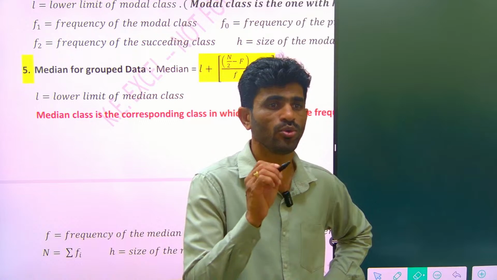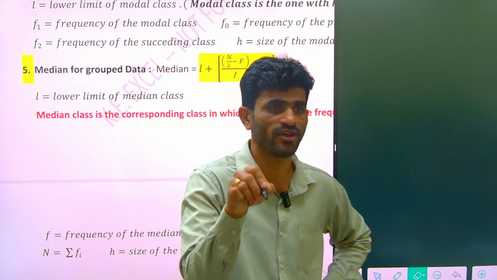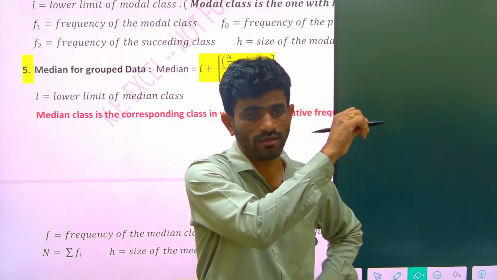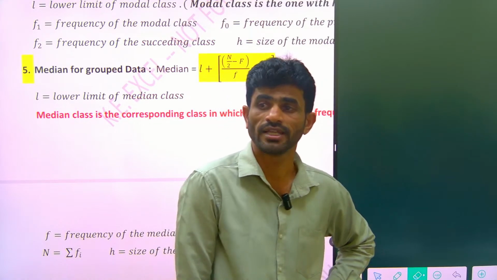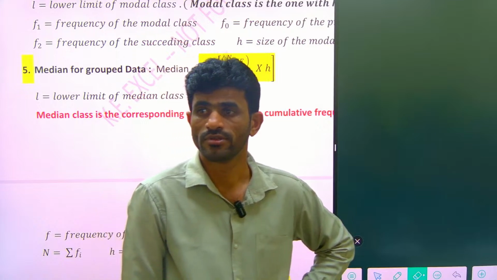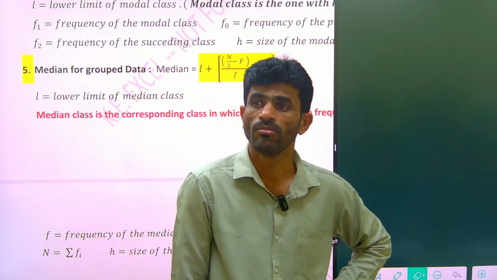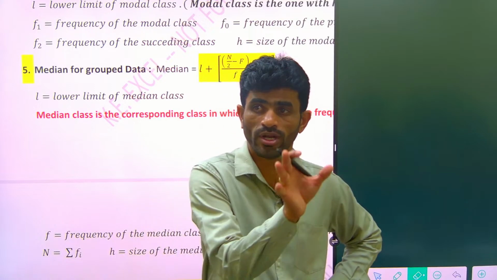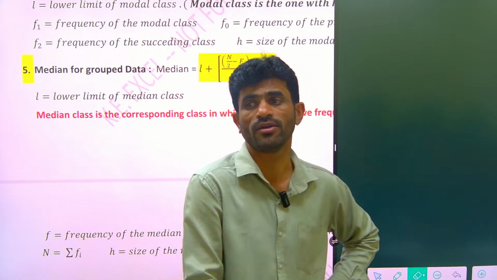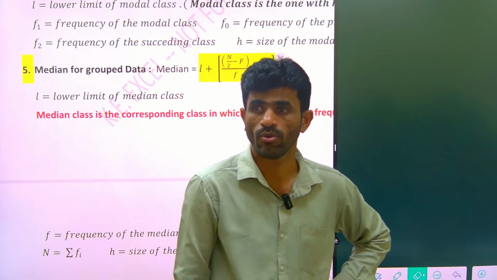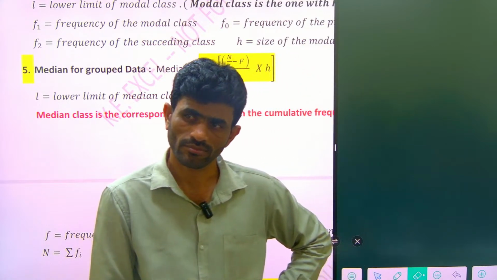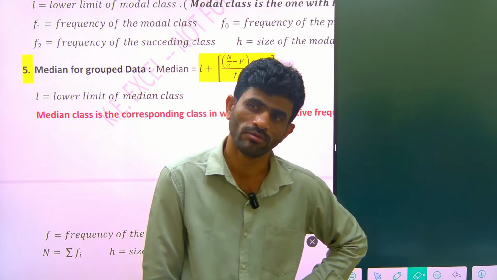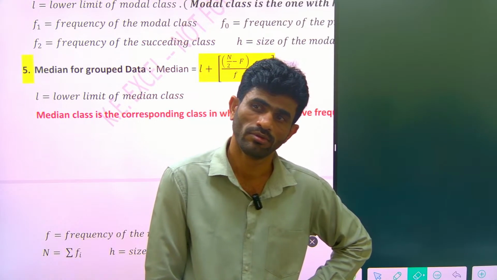If you are able to identify the modal class, F1, F0, F2, L, what is H? Size of the modal class. The modal class size we will take as H. What is the formula to find mode? Repeat again.